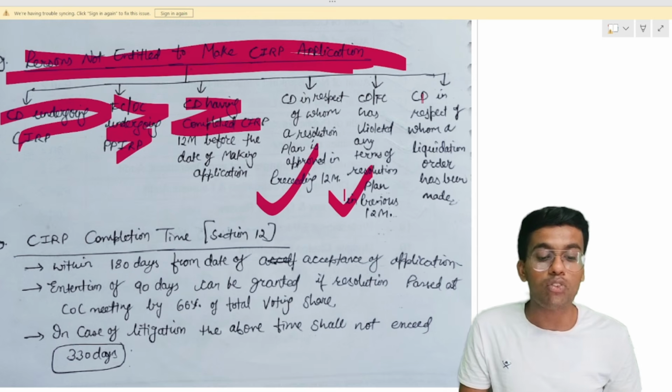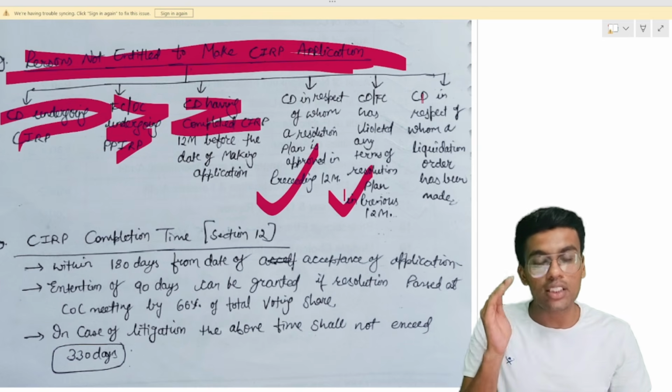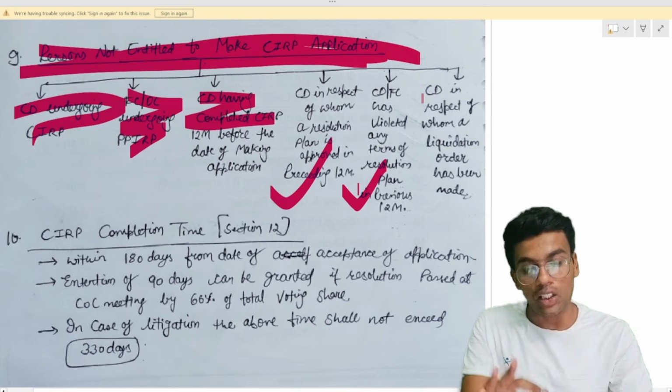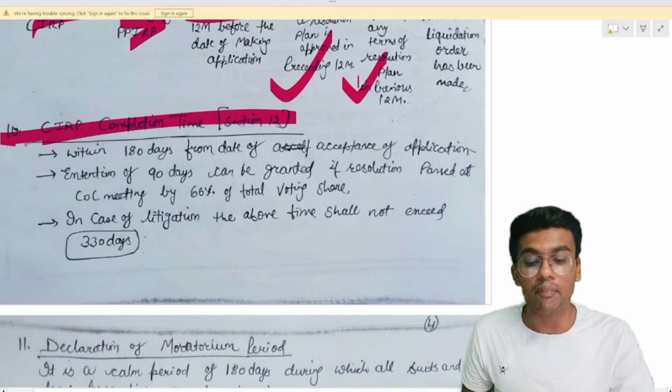Corporate debtor in respect of whom a liquidation order has been made. If a liquidation order is made in respect of a corporate debtor, in such a case that person cannot make an application for CIRP. What is the CIRP completion timeline?